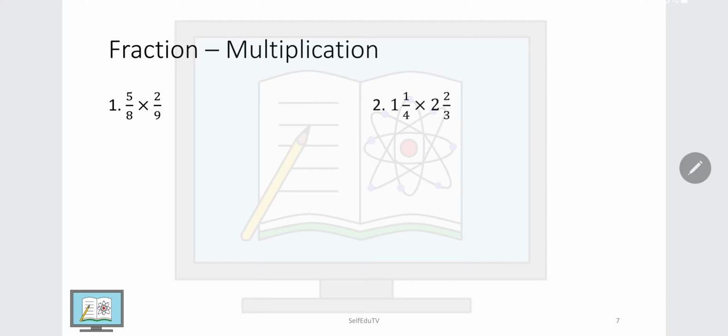How to multiply two fractions? So the easiest way will be just, okay, you multiply the numerator with the numerator, denominator with the denominator. So 5 multiplied by 2, 10, 8 multiplied by 9, 72. So that's the most basic one. And then you simplify.